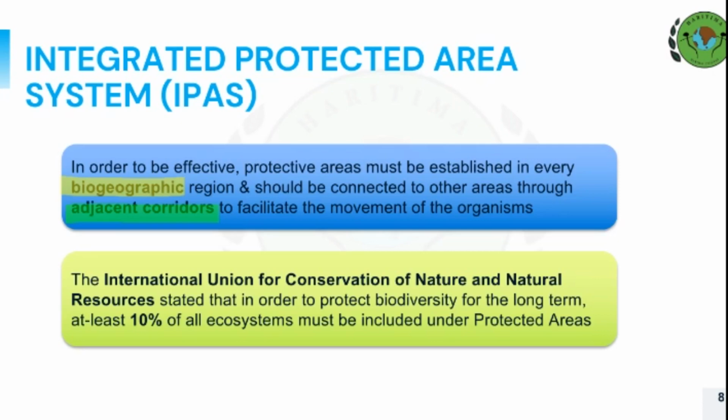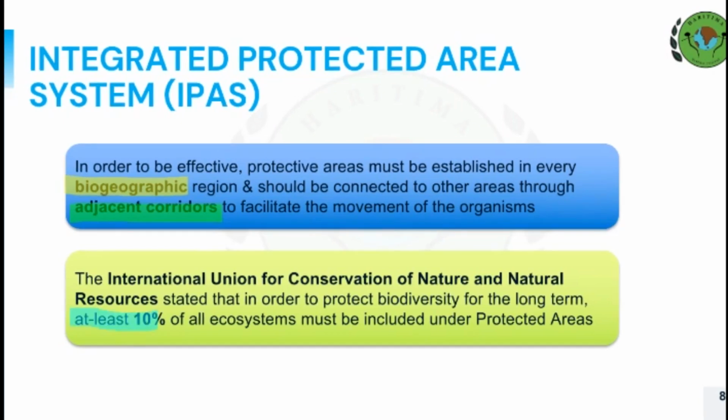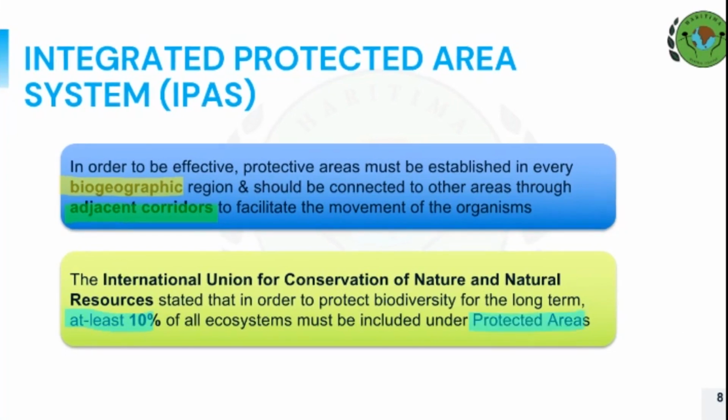The International Union for Conservation of Nature and Natural Resources stated that in order to protect biodiversity for the long term, at least 10% of all ecosystems must be included under protected areas. It means we don't have to care only about a bird that is rare and protect only that. No, 10% of the ecosystem must be protected.